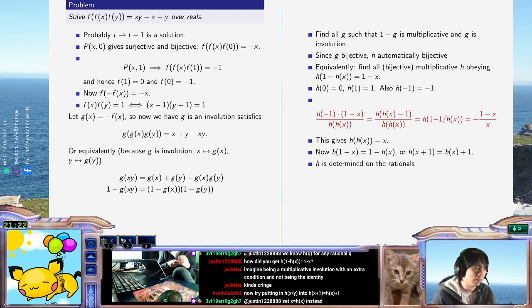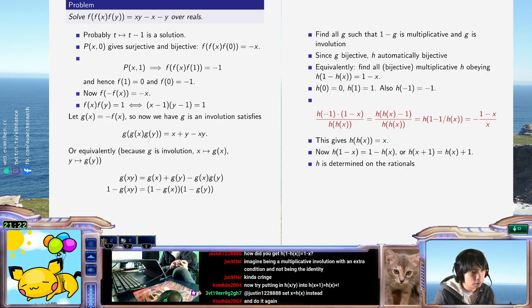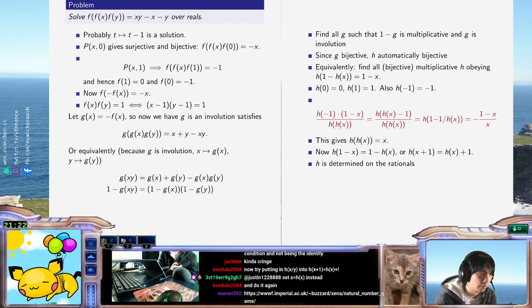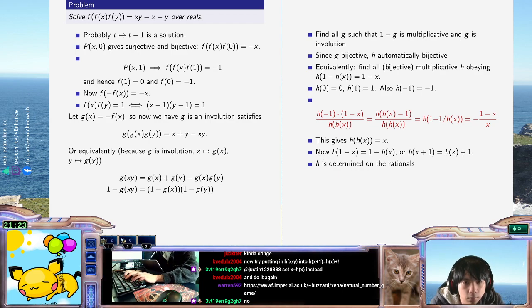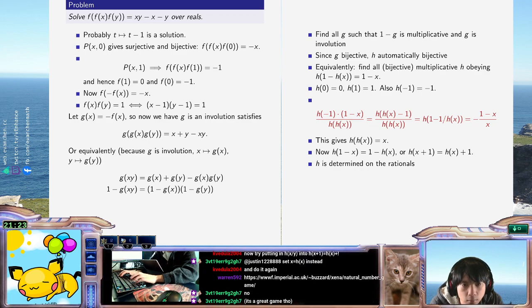Imagine being a multiplicative involution. Well, I mean, if you're a multiplicative involution, there's definitely pathological solutions to that, for the same reason that the additive one has pathological solutions. But with the extra addition, it should be fine. It should be fine. How do I check it?